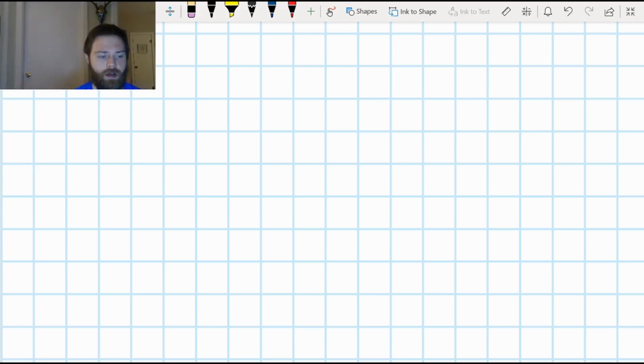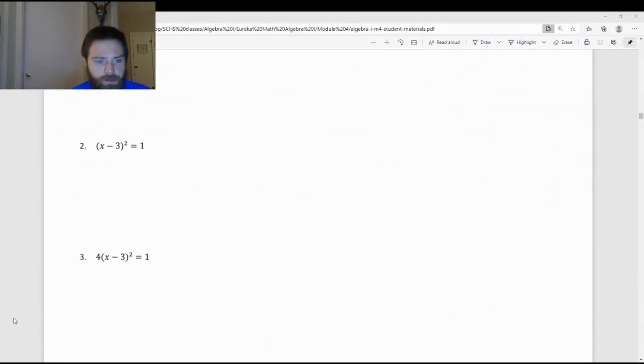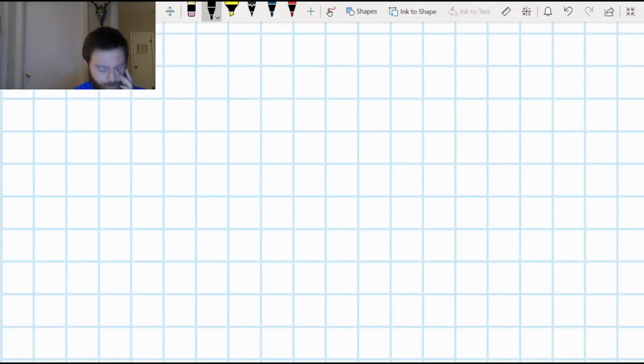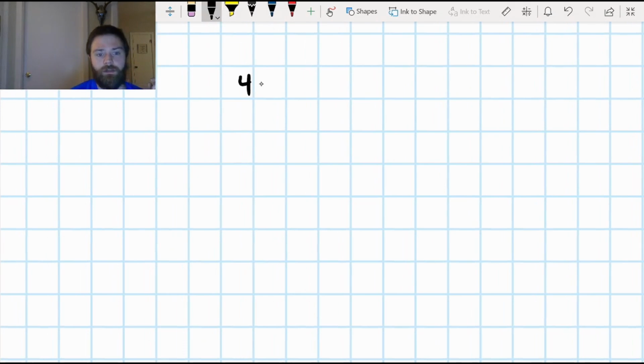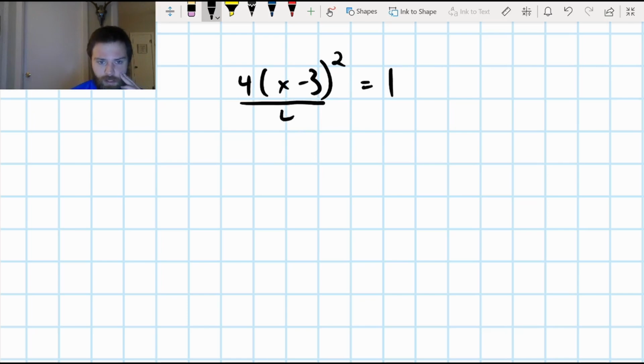Okay, let's talk about exercise 3. So it's almost the exact same as the first one we dealt with. So 4 times quantity x minus 3 squared equals 1. So we're going to work that one out. So again, I encourage you to pause the video, see if you can work it out on your own. We're going to get through it. So the first thing I want to do, assuming you've worked it out, is divide that 4 over, right? 4 is being multiplied, so I want to undo it. So I've got x minus 3 squared equals 1 over 4.